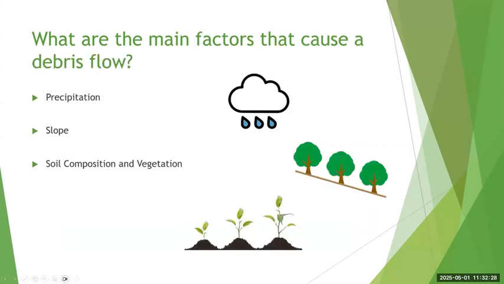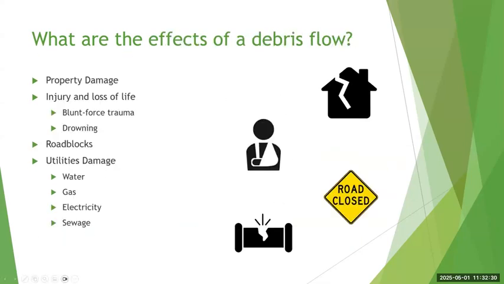And then utilities damage. Debris flows can knock down power lines, poles, interrupt transformers and other electrical infrastructure, disrupting service for communities. Erosion from the debris flows can undermine the integrity of gas lines, leading to possible gas leaks that have the potential to start a fire or cause some issues. Sewage lines can also be affected when the lines get blocked or destroyed.